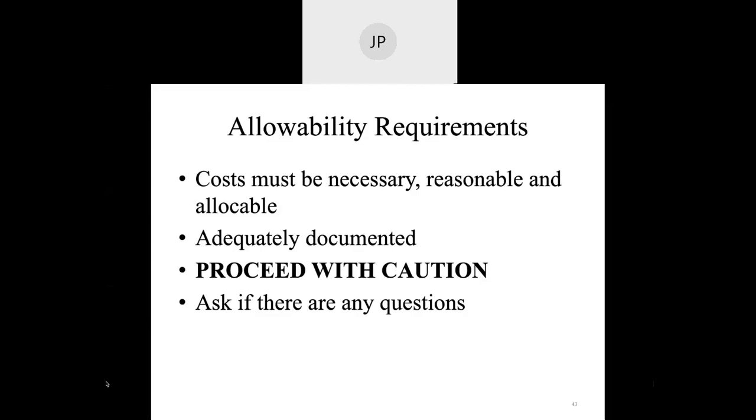Remember, this is not one of those times when you can have the mindset of it's better to ask for forgiveness than permission. As you will hear over and over today, you will be audited on the use of these funds, not only by your independent auditor, but also by the SDE and potentially even by the federal government. So any costs that are determined to be unallowable because they're not necessary or they're unreasonable or they lack proper documentation could result in the repayment of funds.